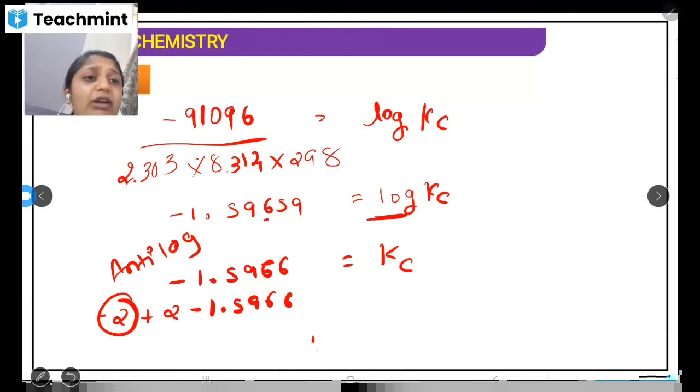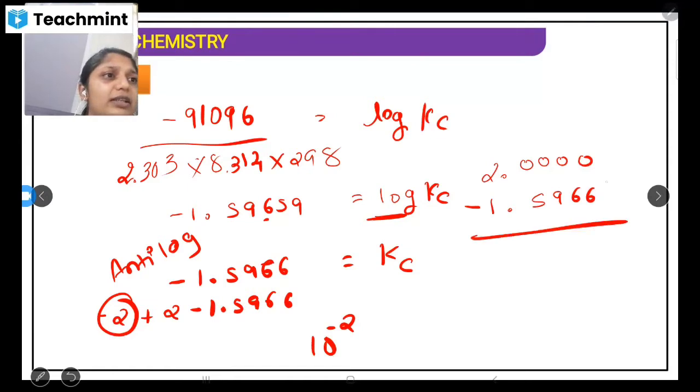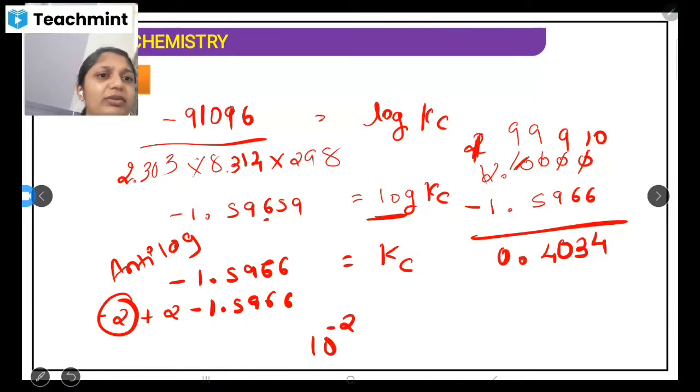-2 એન્ટીલોગ ઇઝ 10 raised to -2. 2 માંથી સબસ્ટ્રેક્ટ કરો 2.0000 -1.5966. 10 minus 6 is 4, 9 minus 6 is 3, here also 9, 9 minus 9 is 0, and 9 minus 5 is 4, 2 ની ઉપર 1 આવી જશે. અરે સોરી 1, so 1 minus 1 is 0, so you have to see the antilog of 0.4034. 0.40 નું 3 માં જોઈશું અને પછી 4 માંથી જે ડિફરન્સ આવે એને એડ કરી દઈશું. ઓકે, ચાલો તો એન્ટીલોગ જોઈશું આપણે.